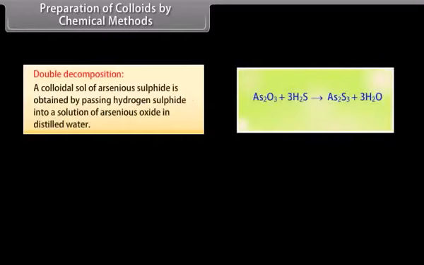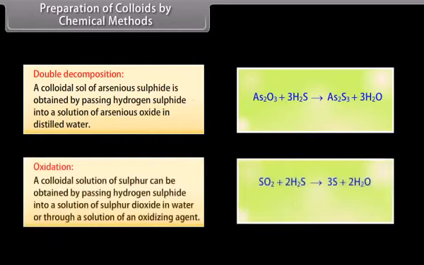Preparation of colloids by chemical methods. Colloidal solutions can be prepared by chemical reactions involving double decomposition, oxidation, reduction, and hydrolysis. Double decomposition: a colloidal sol of arsenious sulfide is obtained by passing hydrogen sulfide into a solution of arsenious oxide in distilled water.